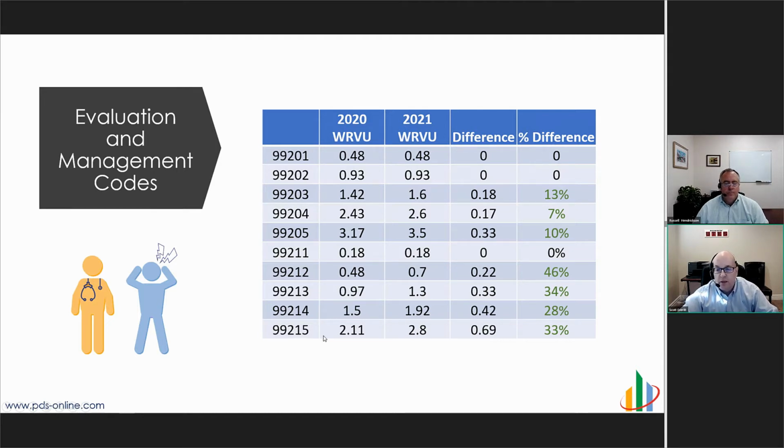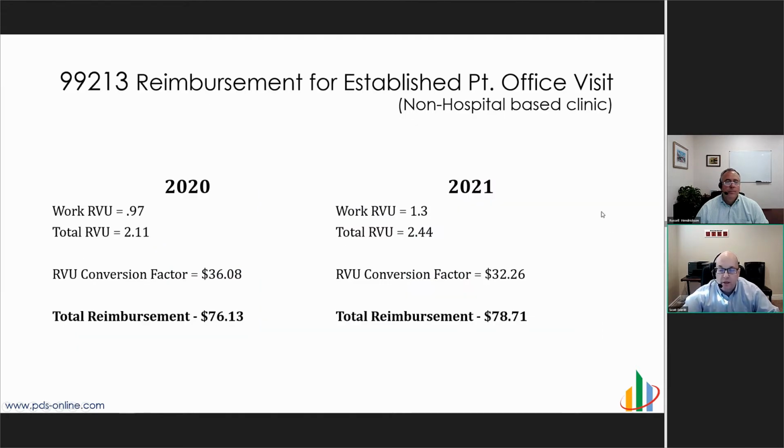Now, each of these are receiving a bump in RVUs. Your new patient codes are getting a smaller bump, right around 10%, on your higher level codes. So you'll see the 203 through 205. But where you're getting the big bump is in the 99212 through the 215, which are receiving about a 30% increase in their RVU values. Now, that's a pretty significant difference. Let's go in and take a look at how that's going to play with the change in the conversion factor.